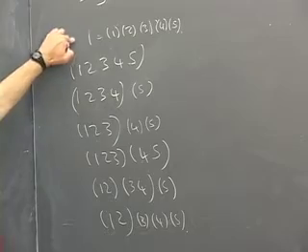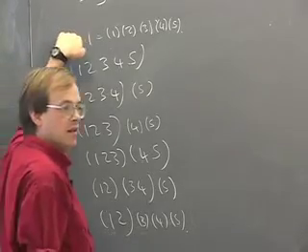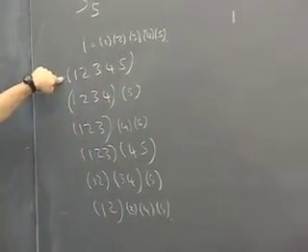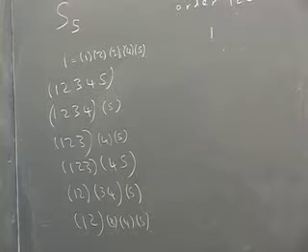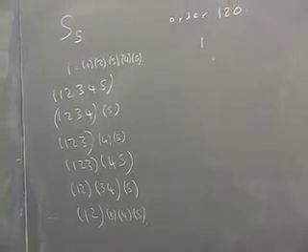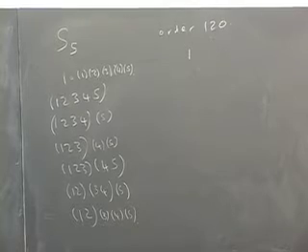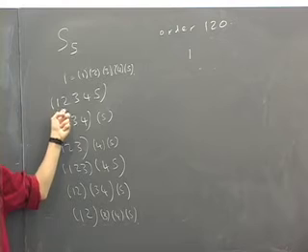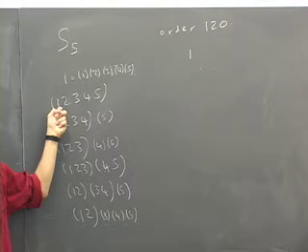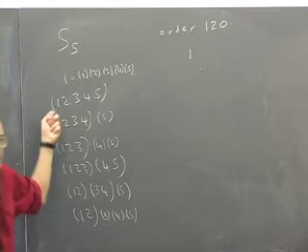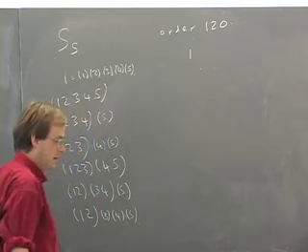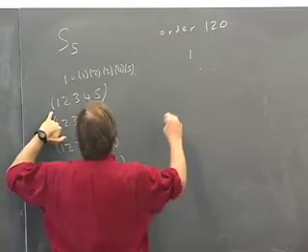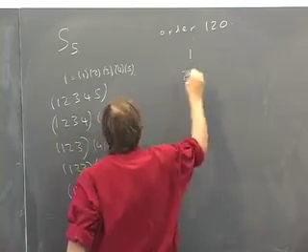How many elements are there in this conjugacy class? 1. The only conjugate of the identity is the identity. How many 5 cycles are there in the symmetric group on 5 elements? How many ways can I write down a 5 cycle like this? How many choices are there for the first element? 4 factorial, that's right. 4 factorial is 24.